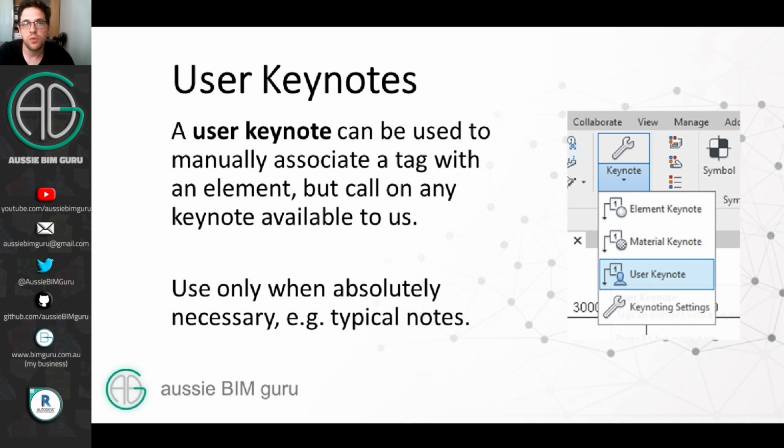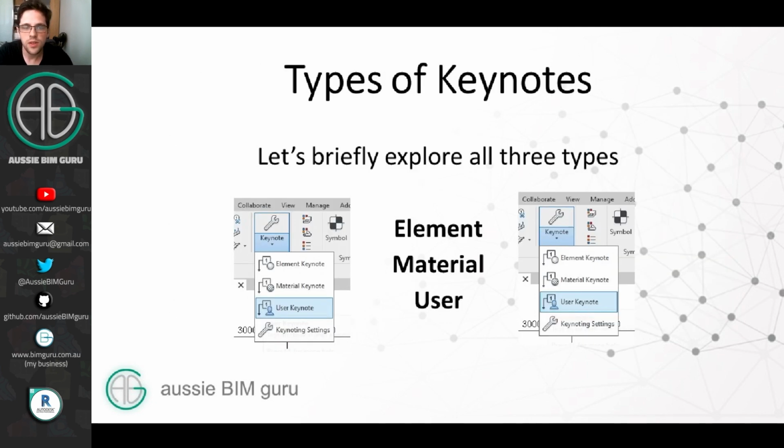A great example for this would be a typical note. A lot of the time people have a group of keynotes in their keynote file dedicated towards typical construction or detailing notes. And the great thing about a keynote is it locks down what that value says, and you can still associate it to any element you want it to. But in most cases, I try not to use them. So let's just briefly explore each of these three keynote types.